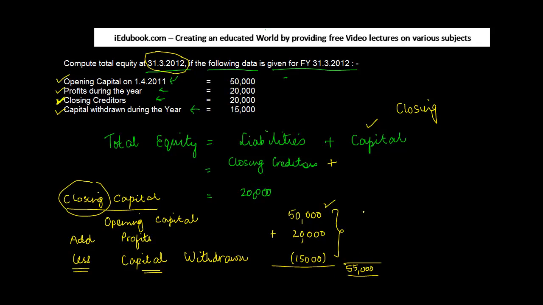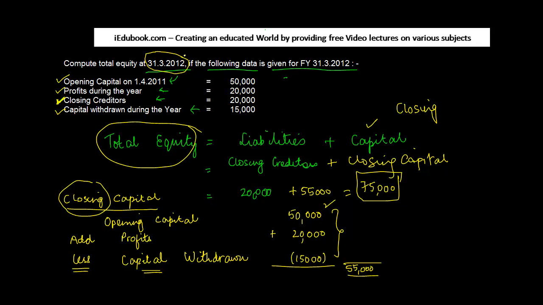Now if I put this figure in the closing capital here, this is the closing capital. What do I get? I get 55 plus 20, or 75,000, right? And that is the total equity that I have on 31/3/2012. Fairly easy. Just that you need to get a catch as to what is the item that you need to calculate.